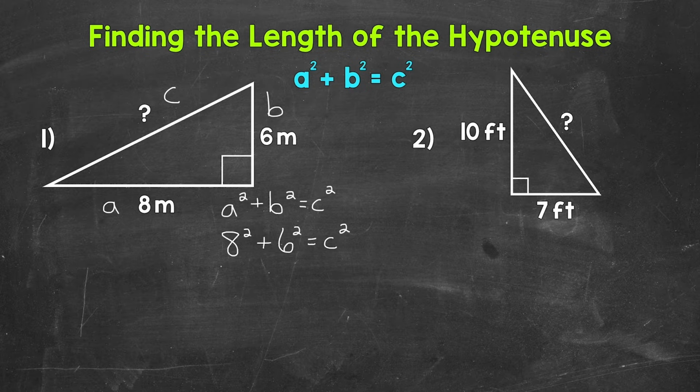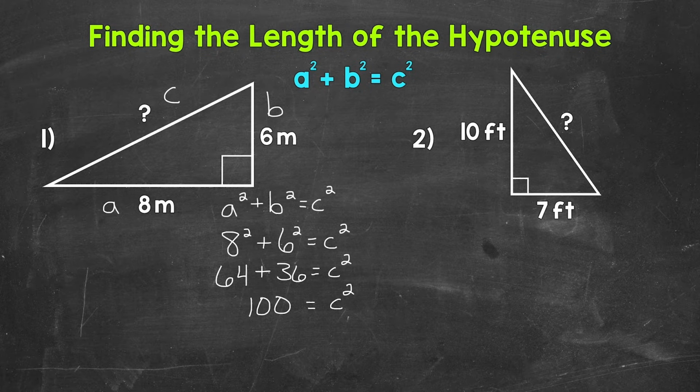8 squared gives us 64. Plus 6 squared gives us 36. 64 plus 36 is 100. So 100 equals c squared. Our next step is to isolate c in order to figure out what c equals. So again, we are just working through this equation to figure out c.